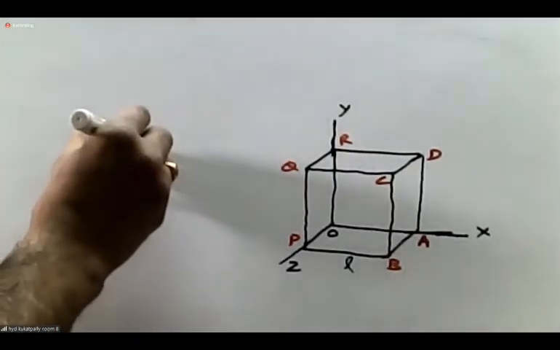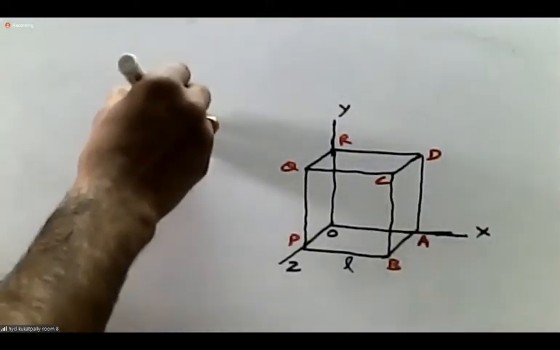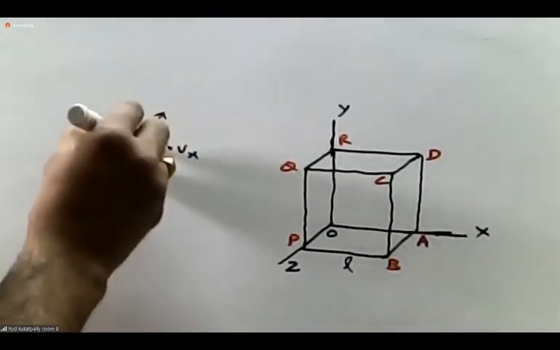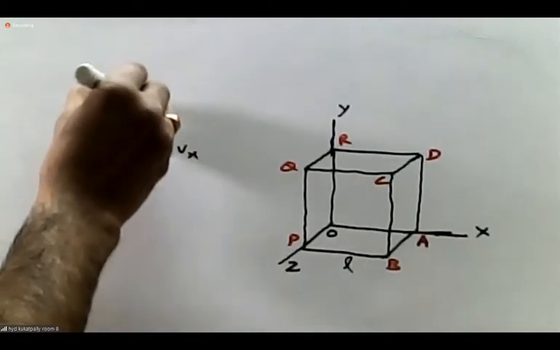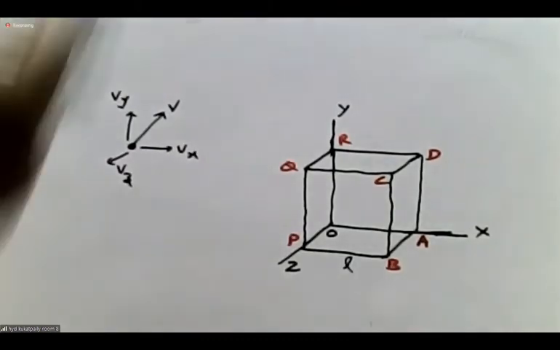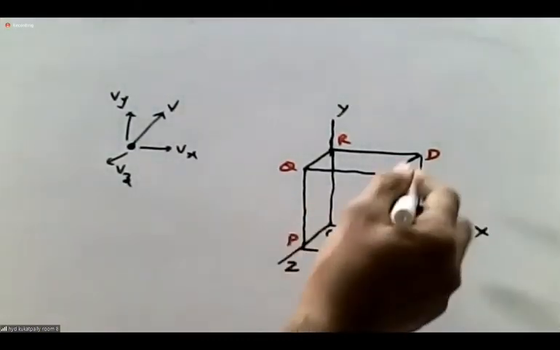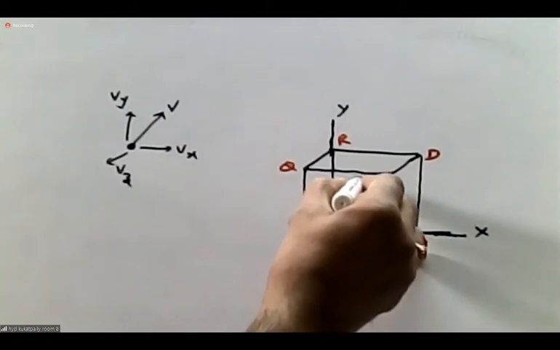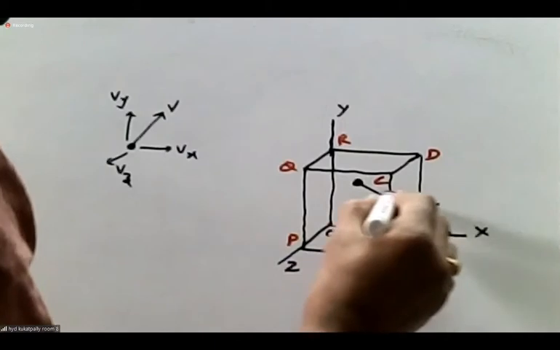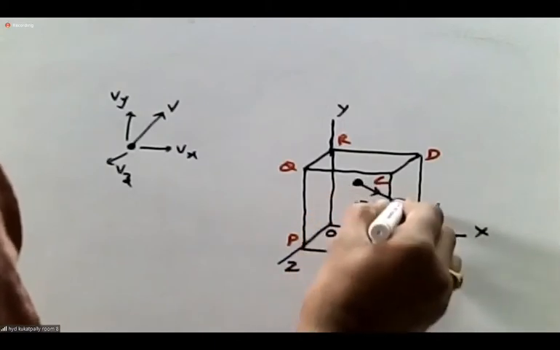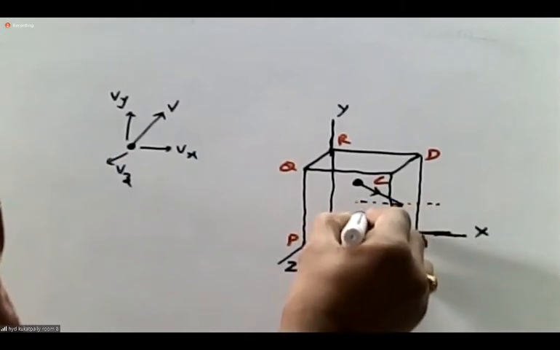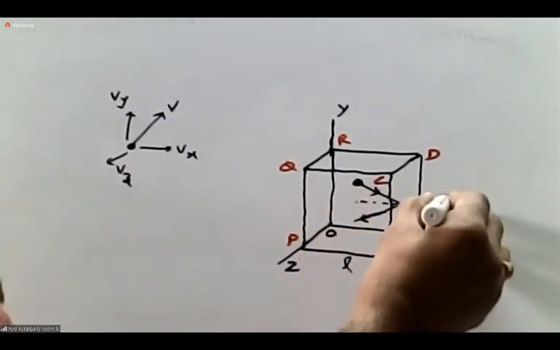A molecule, if you take up, goes randomly like this. Its velocity has one x component Vx, one y component Vy, and one z component Vz. This is V. So a molecule hitting the surface ABCD will exert force only on the x-axis. It hits like this, undergoes elastic collision and bounces like this. It exerts force in this direction.